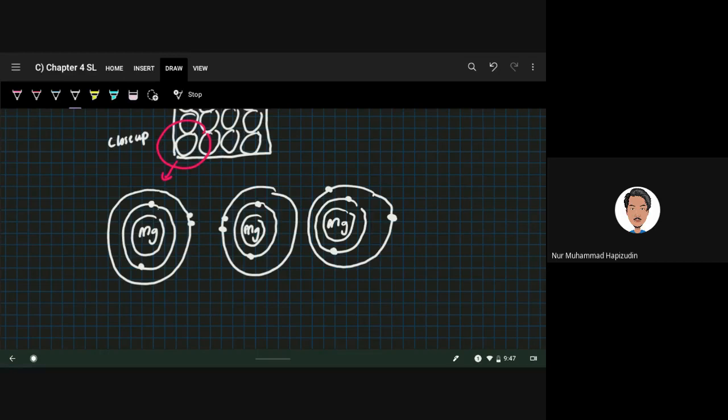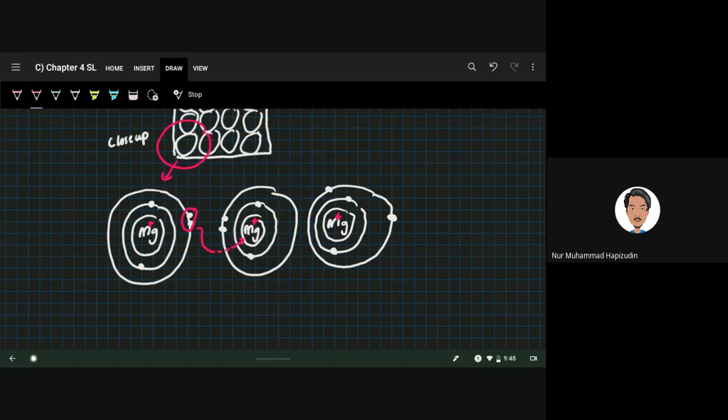What is the properties of metal? Metal, they have tendency to lose electron. Betul tak? Metal have tendency to lose electron. Okay, so tengok okay, this valence electron, we just focus on valence electron. This valence electron are attracted to the nucleus because nucleus have positive charge.